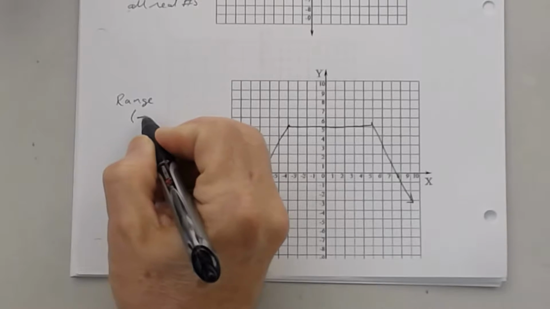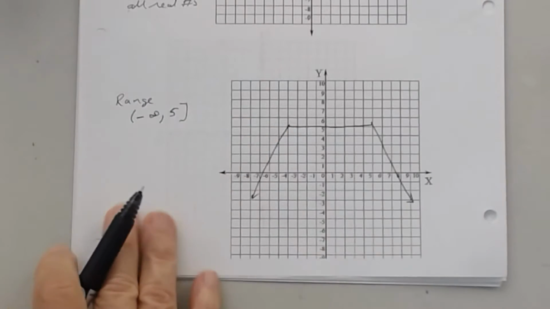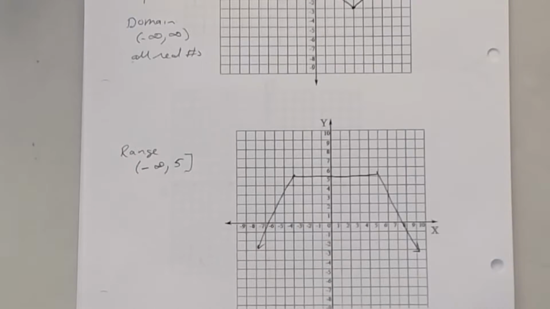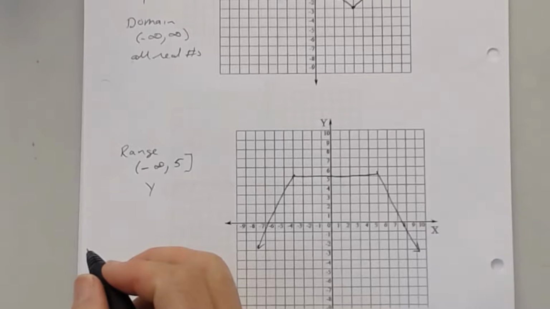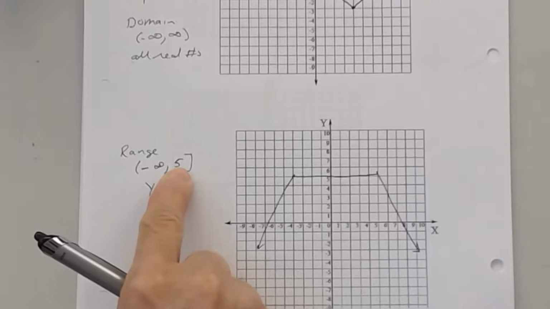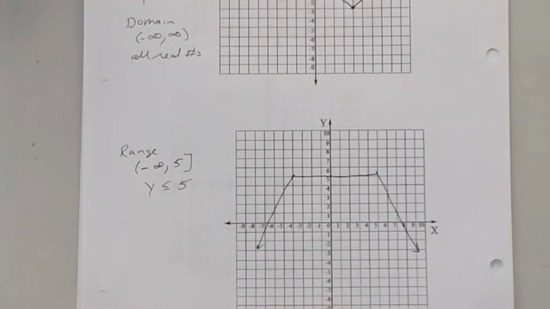Parentheses, negative infinity, comma, 5 with a bracket. So notice how this one looked compared to the previous one. Remember negative infinity, infinity, you're always going to put parentheses with it. As an inequality, what are you going to write this time? Y is greater than, is that true? Less than. Because remember, this says that your largest y value is 5. All these numbers are less than that. So y is less than or equal to 5.